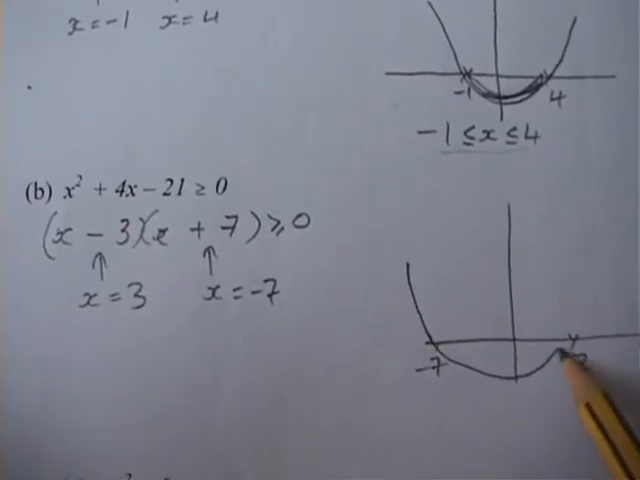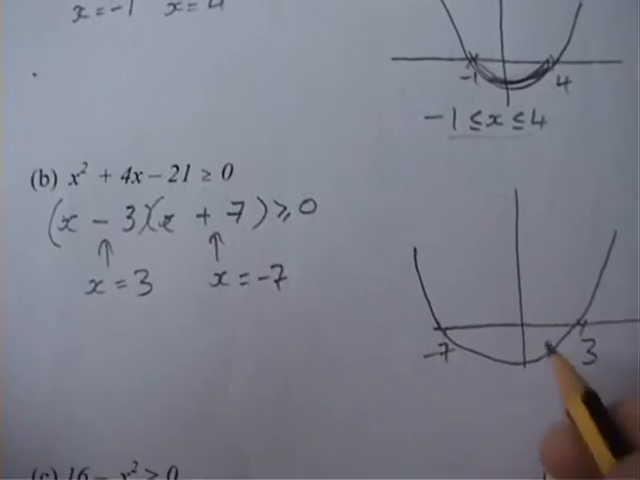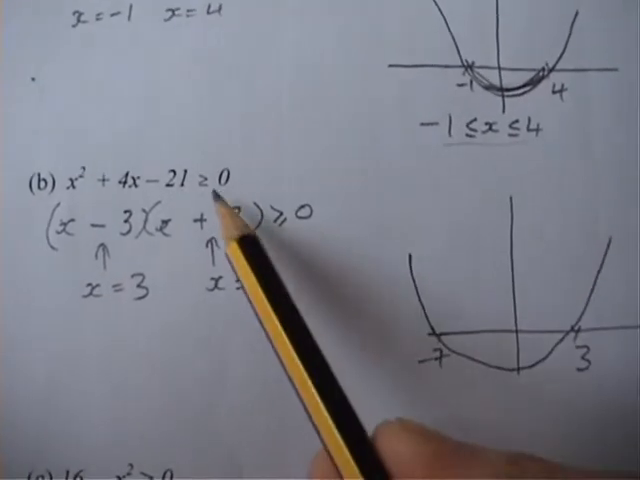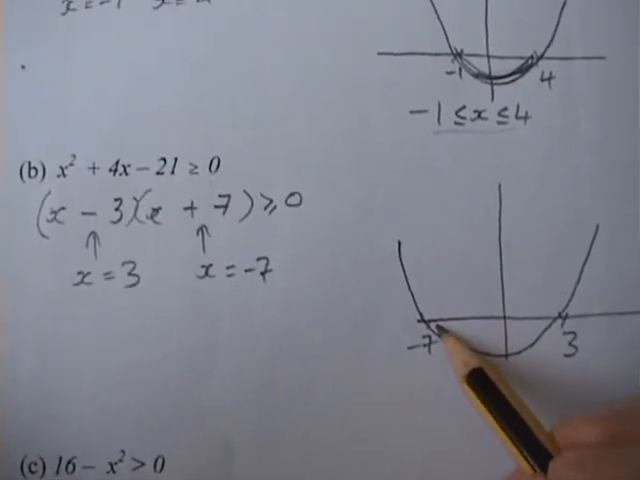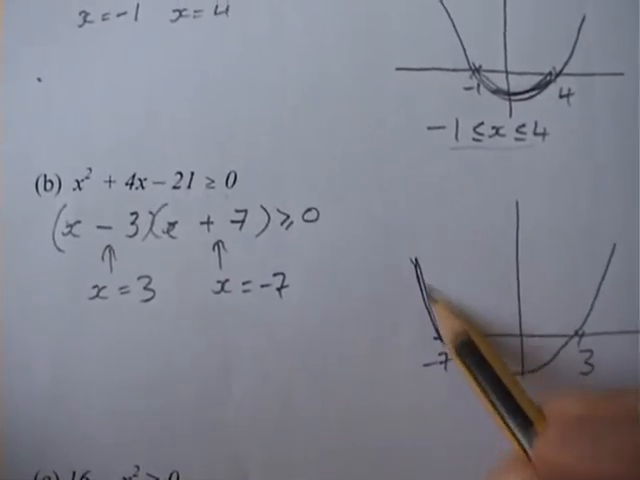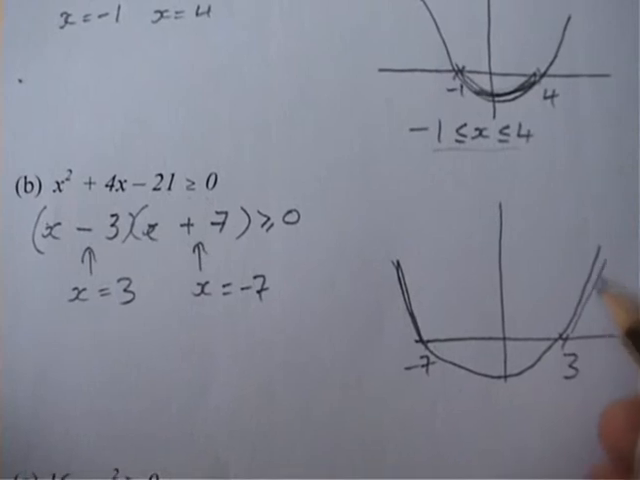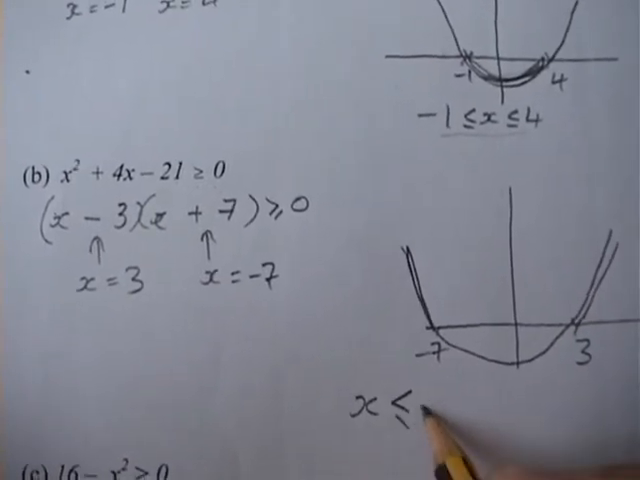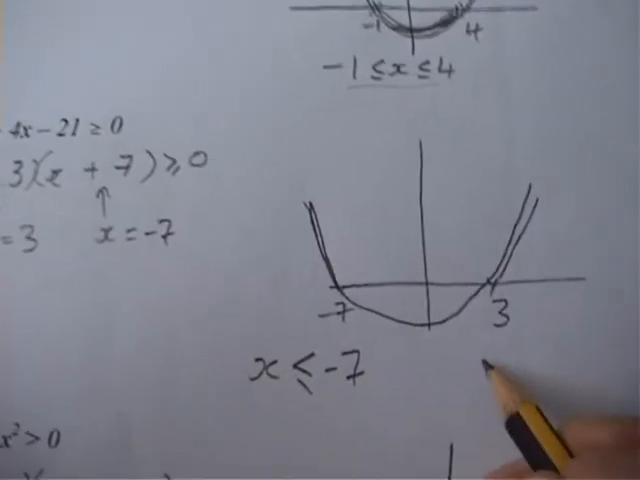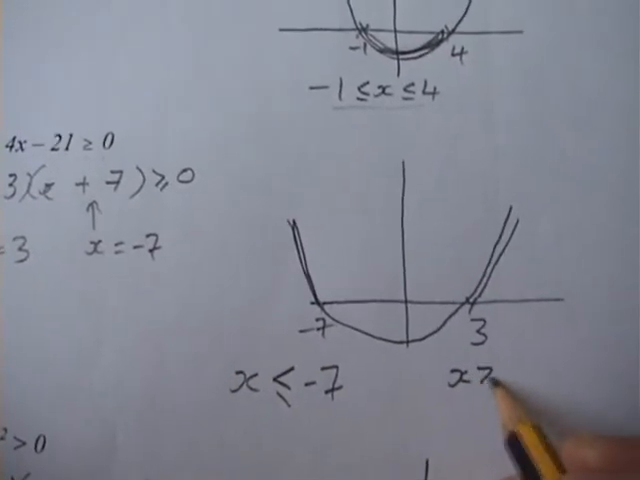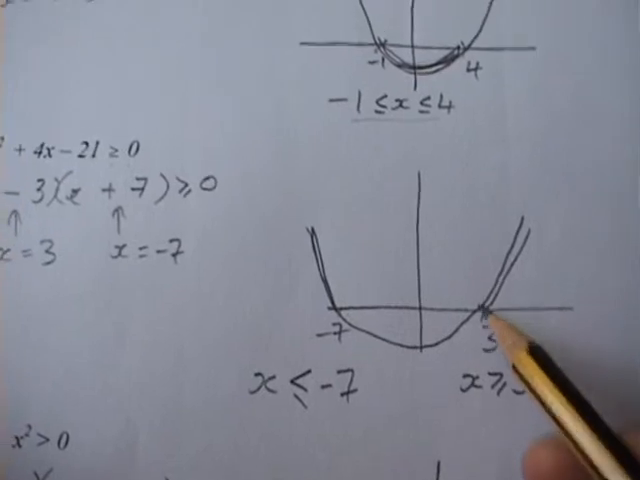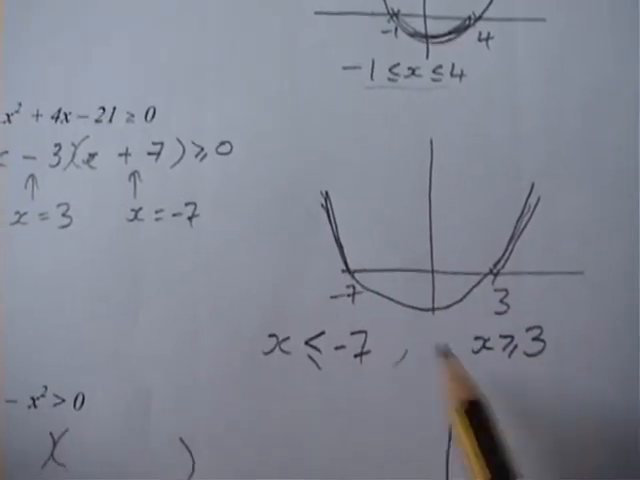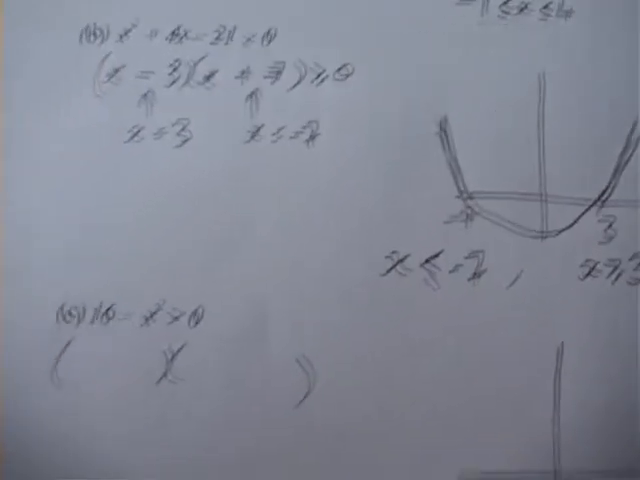Positive graph again. Doesn't need to be accurate. I mean, down here is minus 21, but it doesn't need to be accurate. Now we want it greater than 0. We want it above the line. So we want this part here and this part here. We want when x is less than or equal to minus 7, or greater than or equal to 3. There's two parts to this that are bigger than the line, so I've got two parts to my answer.